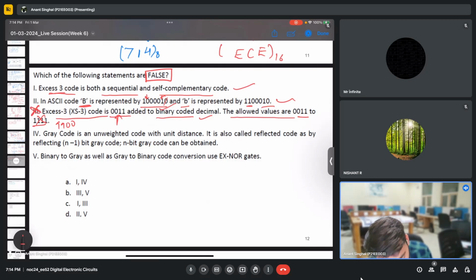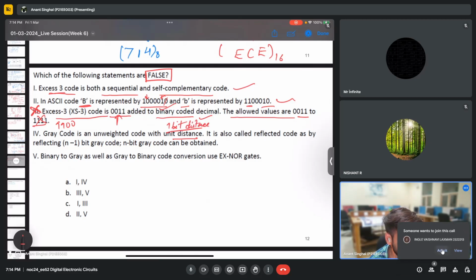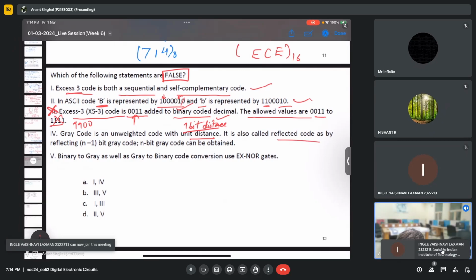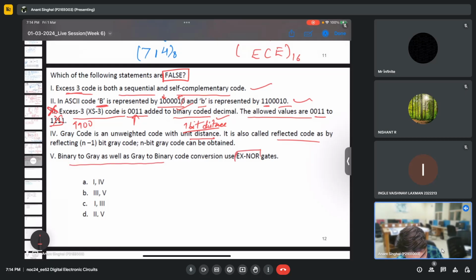Then the gray code is an unweighted code with a unit distance. Yes, because there is only one bit change. So it is unweighted with 1 unit distance. And then it is also a reflected code, so this is also correct. And binary to gray, okay, so this is a similar option as we had in the previous question. So third and fifth are incorrect. That will give me B as the answer.